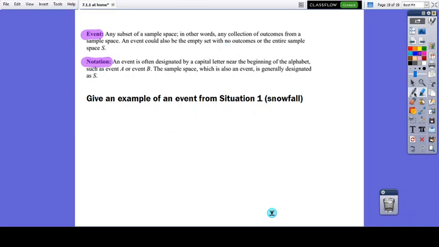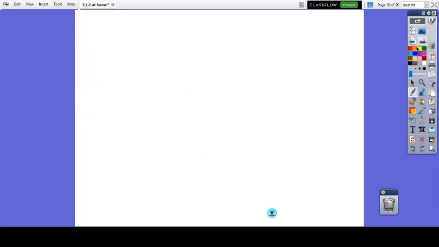Okay, so an example of an event from situation 1, the snowfall, could be that school was canceled. That would be one event in this case. I could call that event A, and I could talk about all kinds of different things about that event. It could be more descriptive: that school's canceled and you didn't study for your test. There's a lot of different things that could happen there, and we can go from there.